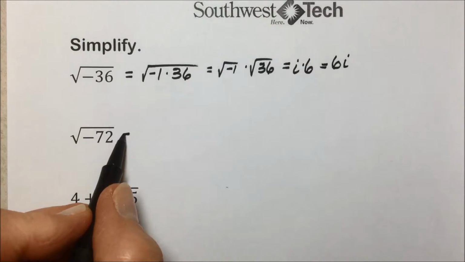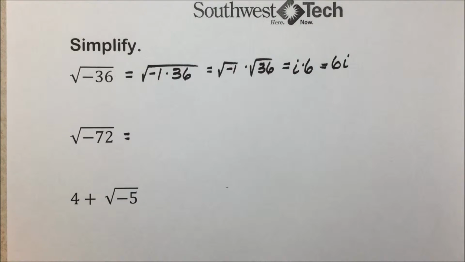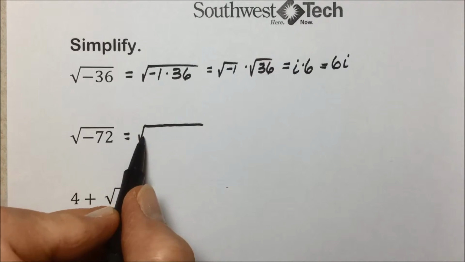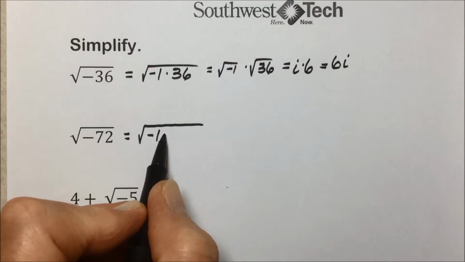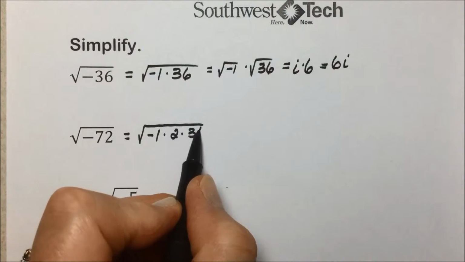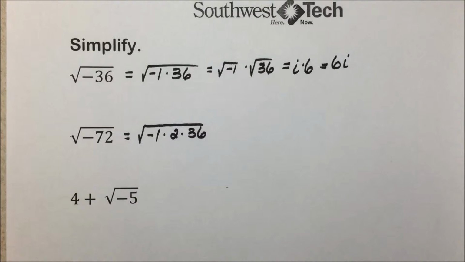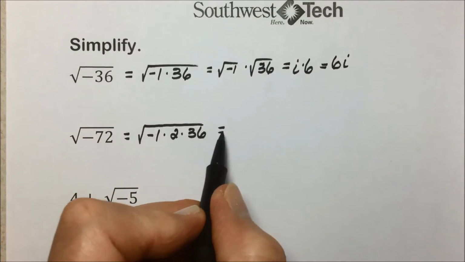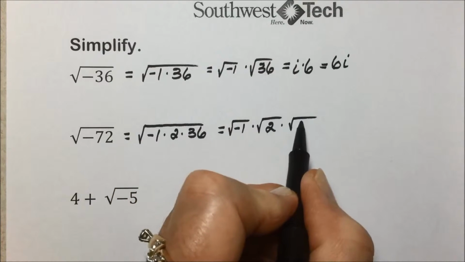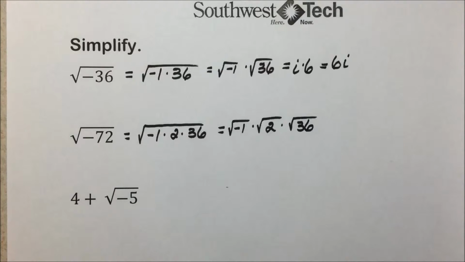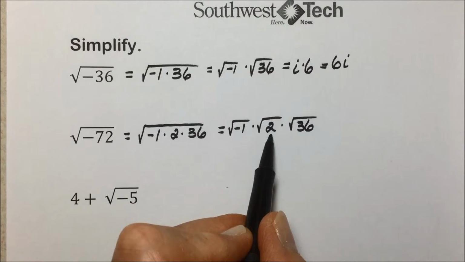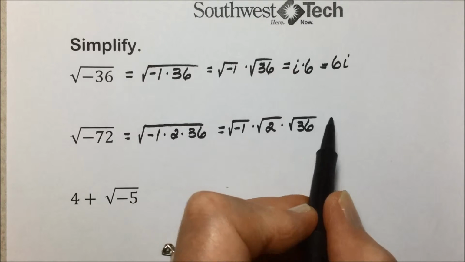In this next example, they're asking us to take the square root of -72. We can break this down into factors, getting rid of the -1 to start with, and then 72, since that is 2 times 36, into factors so that we can simplify this radical. Taking the square root of each one of those factors allows us to simplify this further. Square root of -1 is going to give us an i. Square root of 2 we can't do anything with, but square root of 36 is 6.